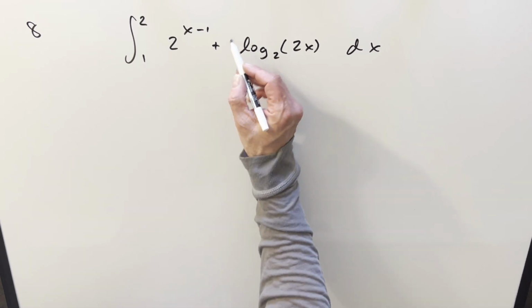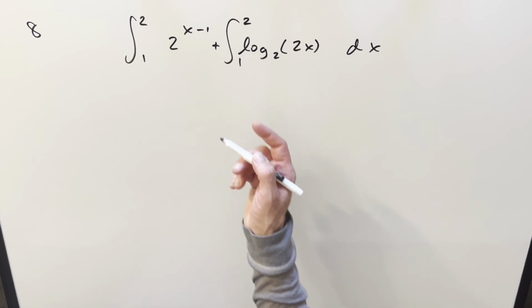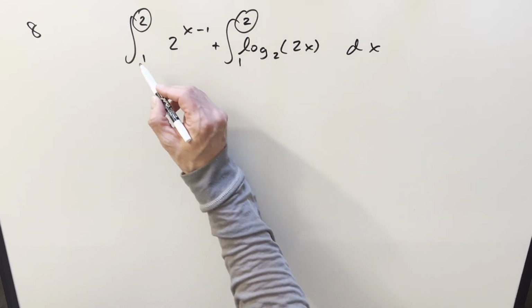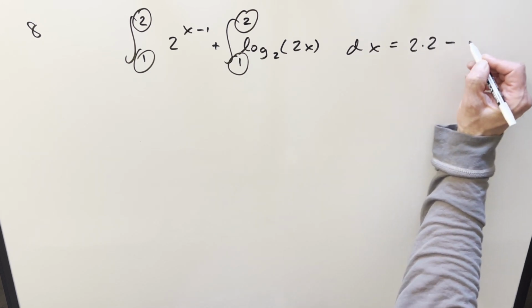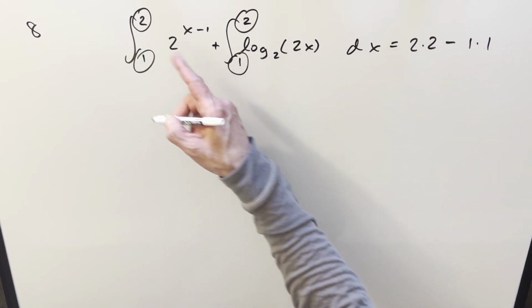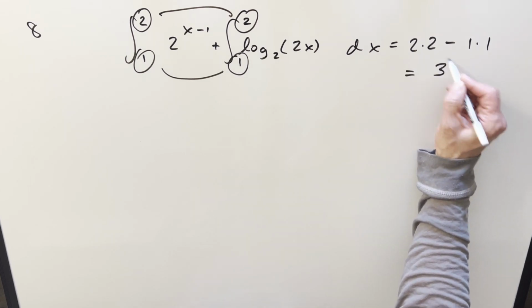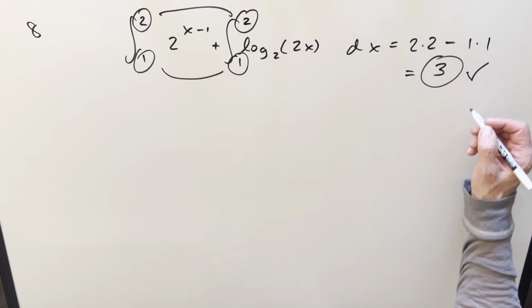Basically, to show how you could do it if you were in the Integration Bee and in a hurry, what you can do is multiply out the bounds. You can do 2 times 2 minus 1 times 1, just multiplying the bounds here and here, and 4 minus 1 is 3. So this is the way to do it in 2 or 3 seconds.